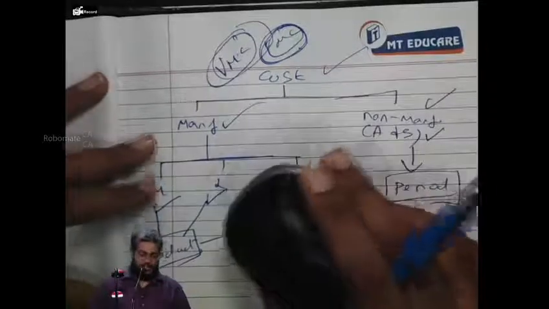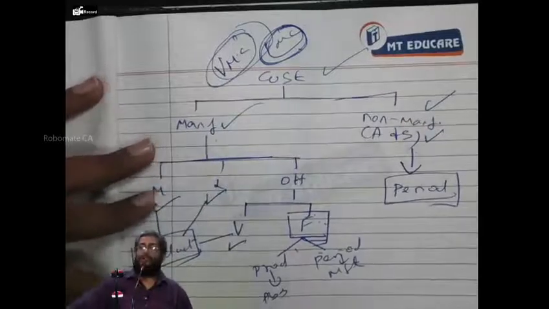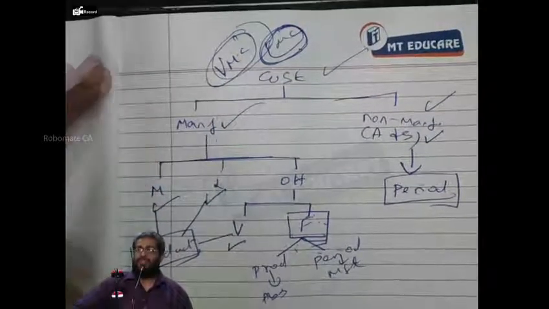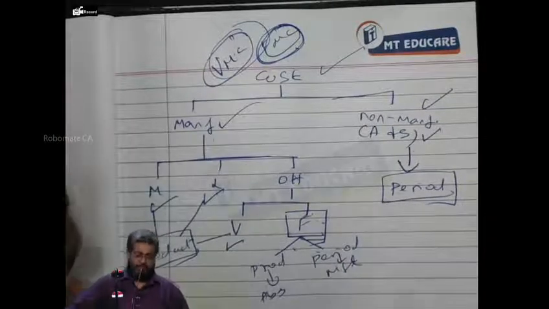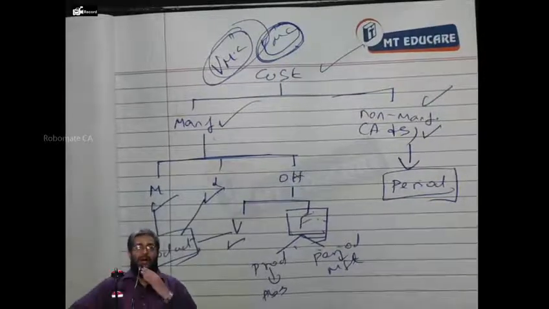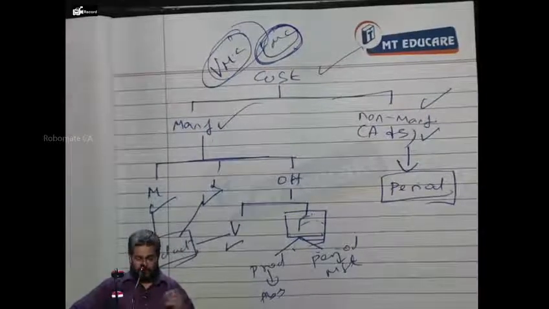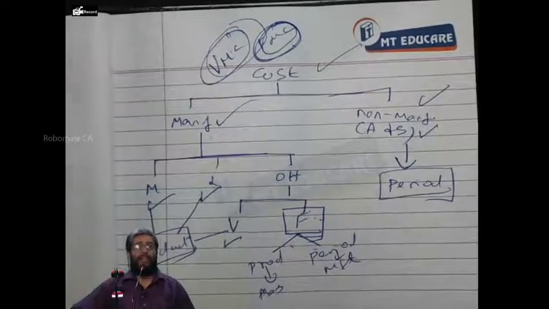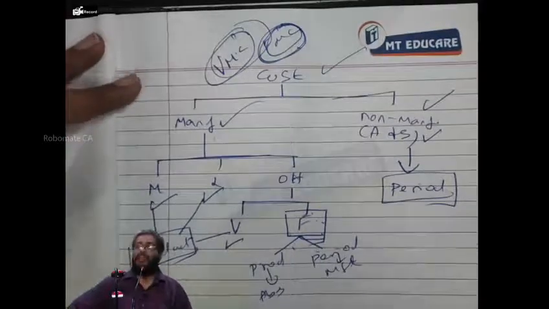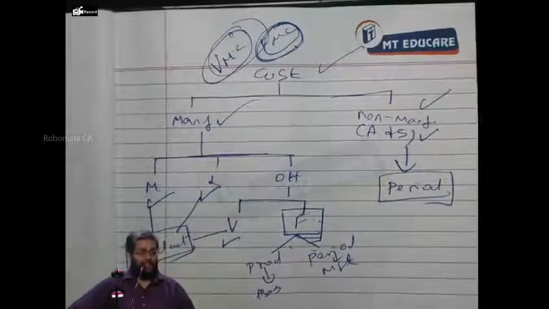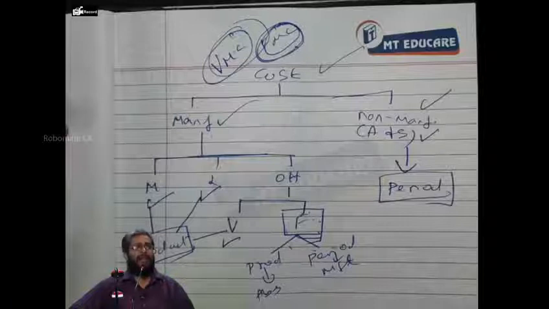This is called absorbed overheads. Point 8. At the end of the year, what is actually spent and what is absorbed may be different.